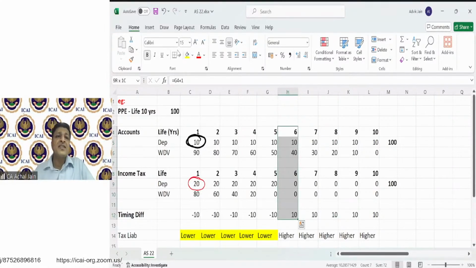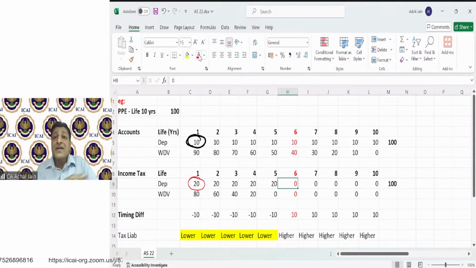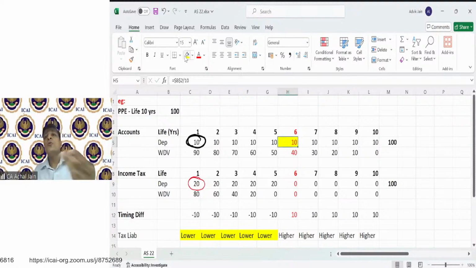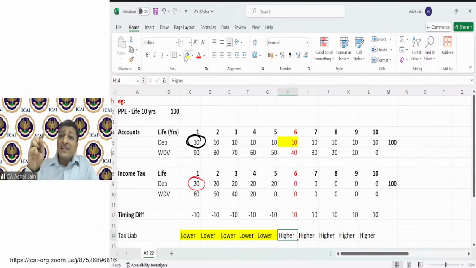So what do you find in year 6? In year 6, income tax has disallowed the depreciation amount. But in the books, a depreciation of rupees 10 was charged. So now what do you do with this depreciation of rupees 10? This doesn't help. Why? Because the tax will have to be paid on the taxable profits, not on the accounting profits. So now what do you find? That in year 6, the tax liability for this company goes up.